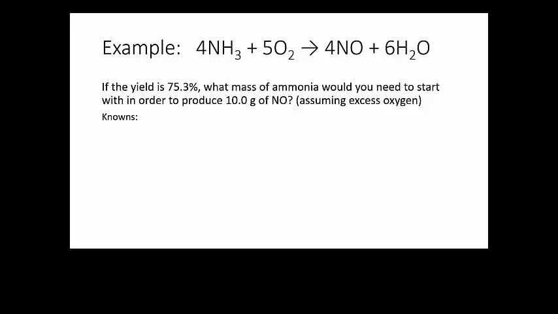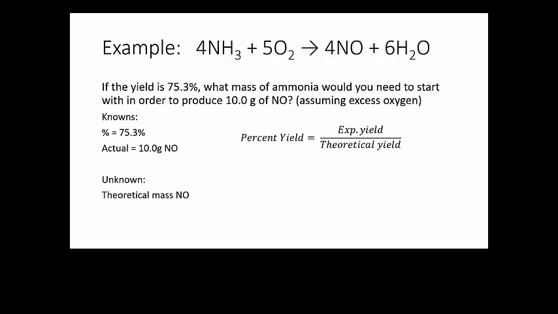Well, now let's look at what I know. I know that my yield for this reaction is 75.3%. And I know that my experimental, or my actual amount of nitrogen monoxide I want to form is 10 grams. What I don't know is how much my theoretical mass of nitrogen monoxide should be, right? That would be our target mass that we would really be shooting for when we did the actual reaction. But I have my percent yield equation, experimental yield over theoretical yield.